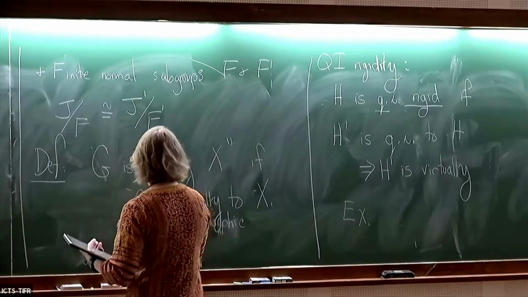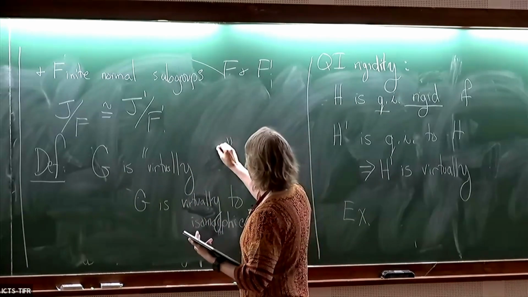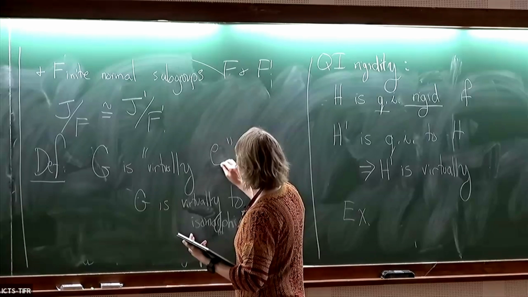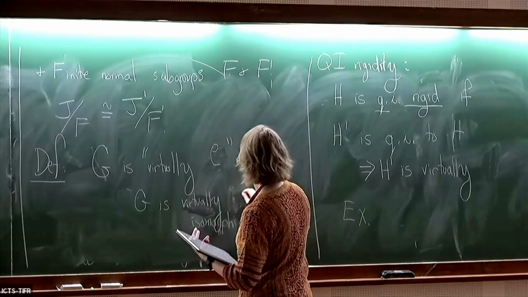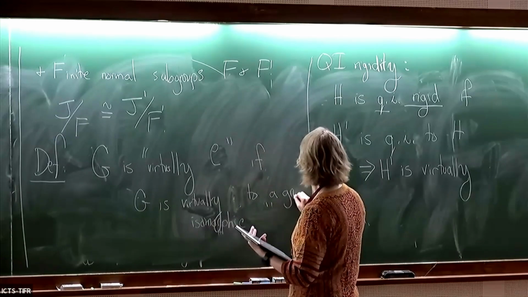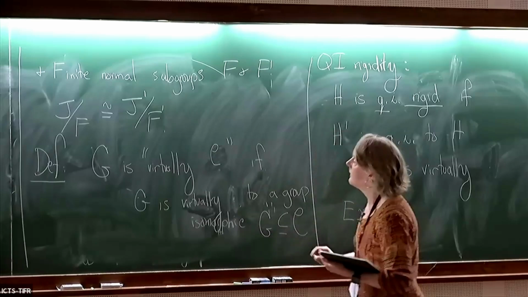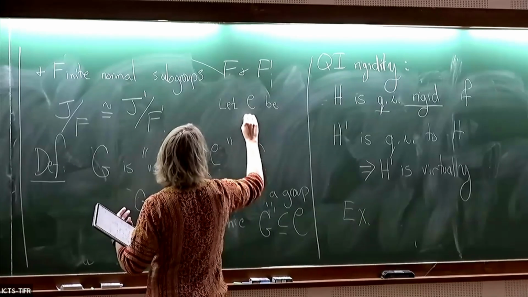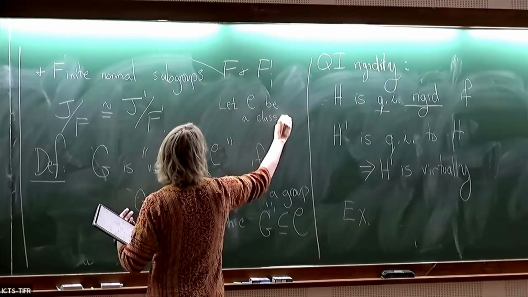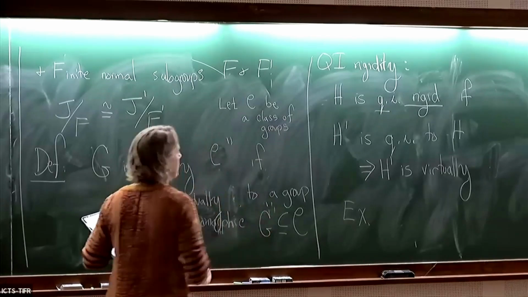X could be a group. Yeah, I was trying to be vague. Let's make it virtually. I'll say C is virtually isomorphic to a group G prime contained in some class C. Okay, let's let C be a class. Okay, that'll make it a little, I was trying to be vague, but maybe I should be more.